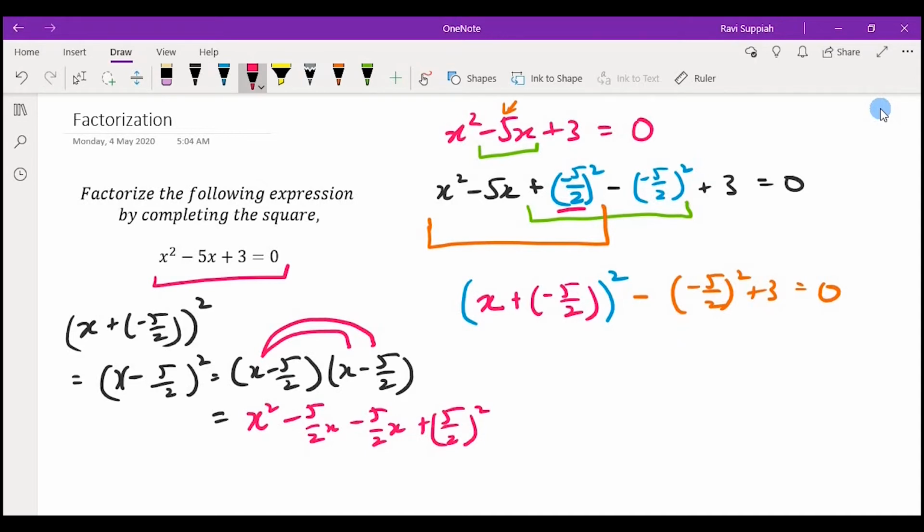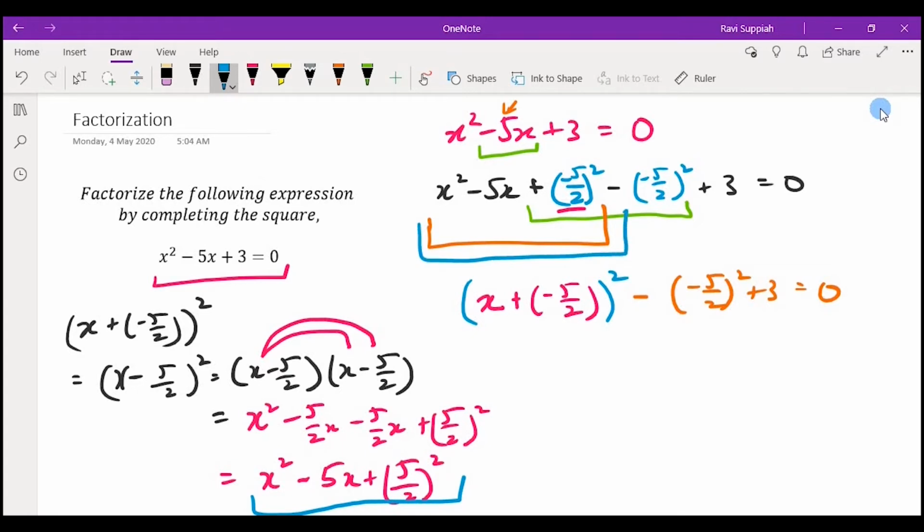Now what you have here is x squared minus 5x plus (5 over 2) squared. So you see it's exactly the same term. The negative becoming positive doesn't matter, because a negative squared is still positive. So this expression is the same as the original. That is why, when we add and subtract the coefficient of x over 2 squared and group the first three terms together, this gives us a perfect square.